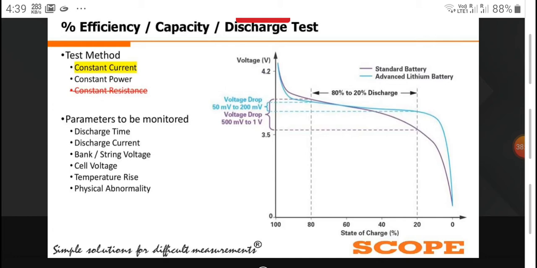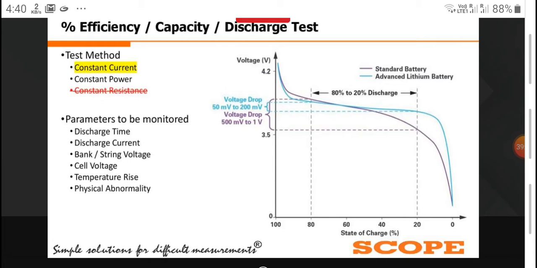test. Now to understand how the discharge process is happening, here is a picture: in the x-axis you can see the state of charge, and in the y-axis we have the voltage, that is the battery voltage. When the state of charge is around 100%, you can see the bank voltage is just above 4.2. Okay, so that is the float voltage, when the state of charge is 100%.